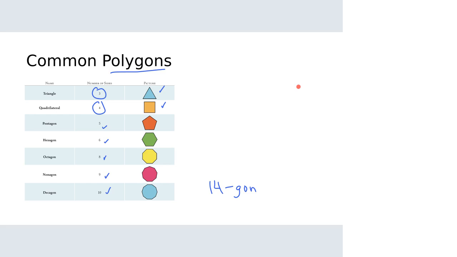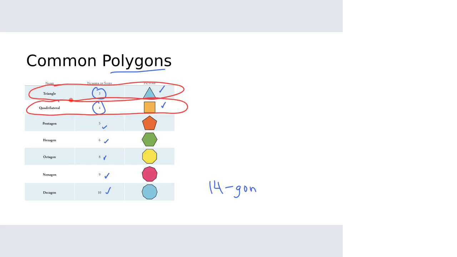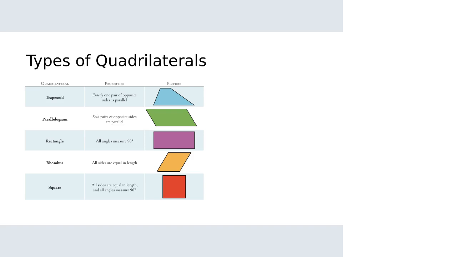And honestly, what's most important for us in this class are going to be the triangles. And then our topic for today, quadrilaterals. Quadrilaterals are going to be these 4-sided figures. The triangles and quadrilaterals will be most important for us in the class. The quadrilaterals are what we're going to talk about today. You let me know whenever you have questions.